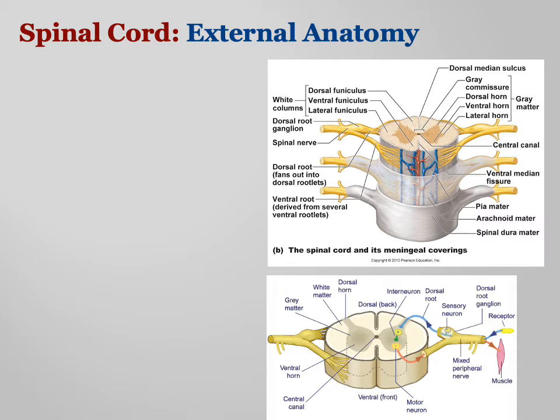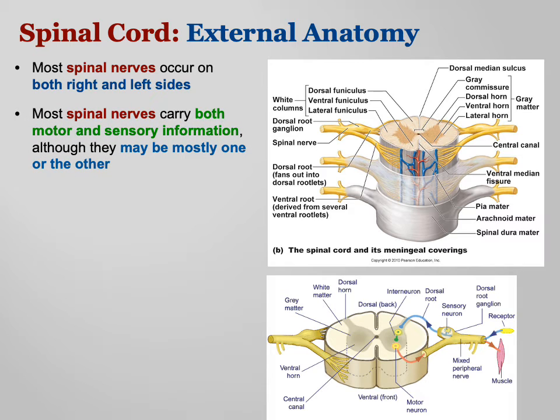So let's continue here by looking at some external anatomy of the spinal cord. Most spinal nerves occur on both left and right sides. They're paired. It makes sense because we have bilateral symmetry. You've got a left arm, a right arm, a left leg, a right leg. Most spinal nerves emerge on both sides of the spinal cord. We have a left one and a right one.